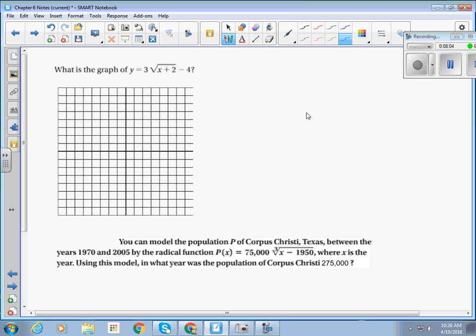So let's throw down our parent function. So here's our parent in red. This guy says we're going to do a horizontal shift of minus 2, a vertical stretch of 3, and a vertical shift down 4.